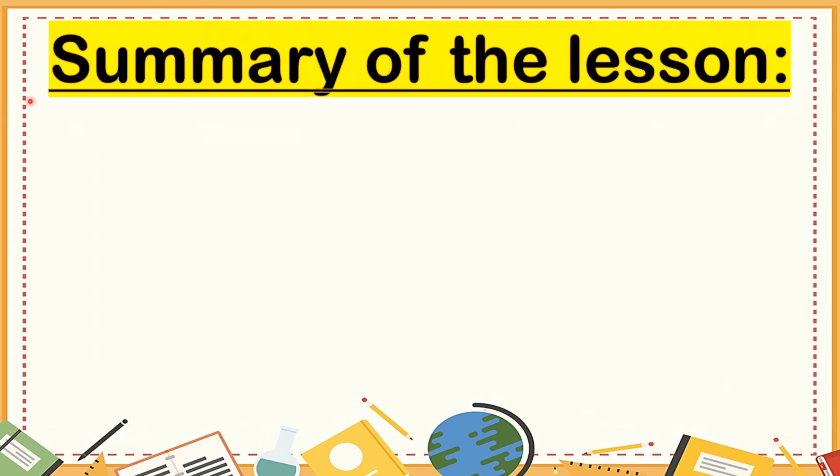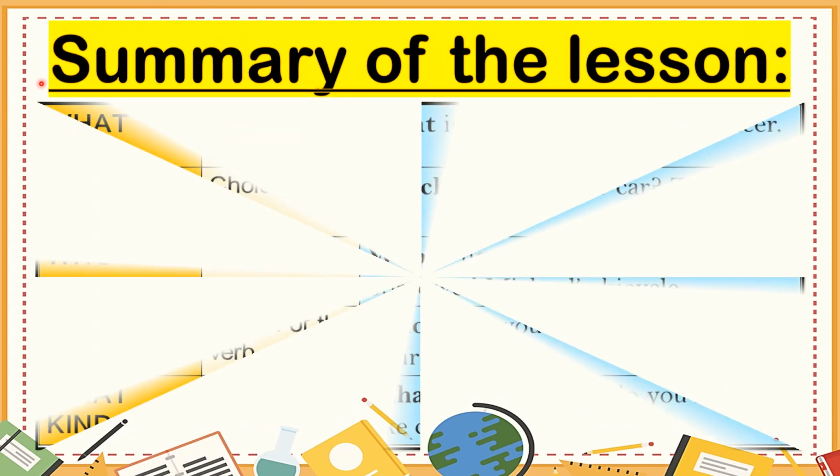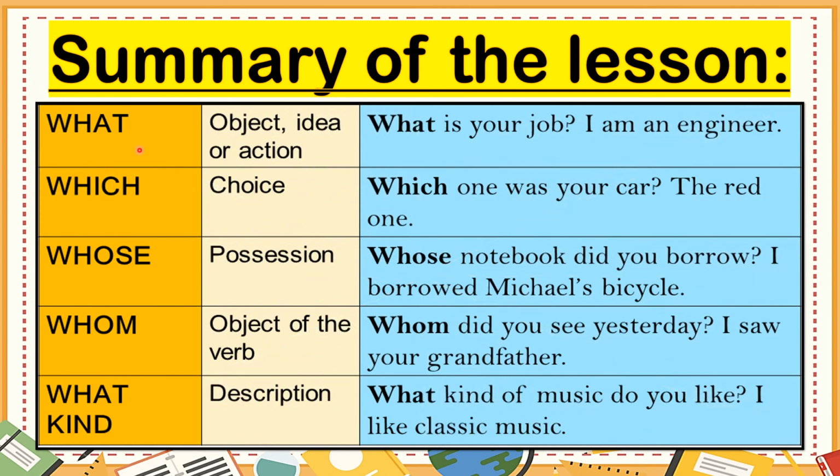Now class, let us continue with the summary of our lesson. So here are some question words again. We have here what, meaning object, idea, or action. Example, what is your job? I am an engineer. The next question word, which, meaning choice. Which one was your car? The red one.